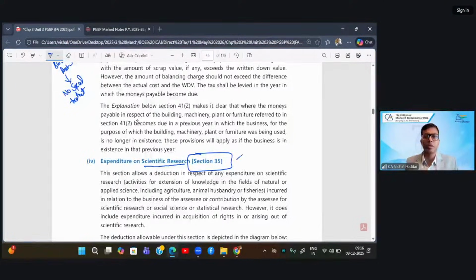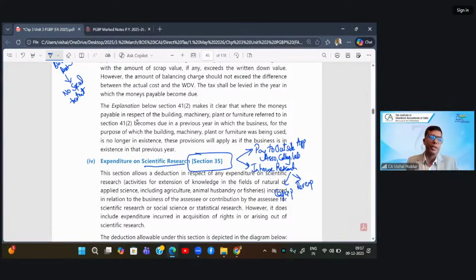Now in scientific research, there are two possibilities. One is you are not doing the research, you are making payment to outside approved associations, colleges, laboratories, or you are doing research yourself. Now, important, if you are doing research yourself, you may incur capital expenses for doing the research, like establishing the laboratory, bringing some equipment for research, or you may incur revenue expenses for research, like all the research material that you bring or the salary you pay to your research professionals.